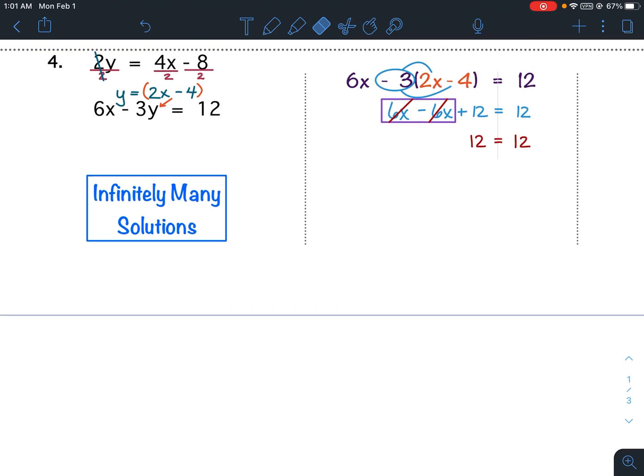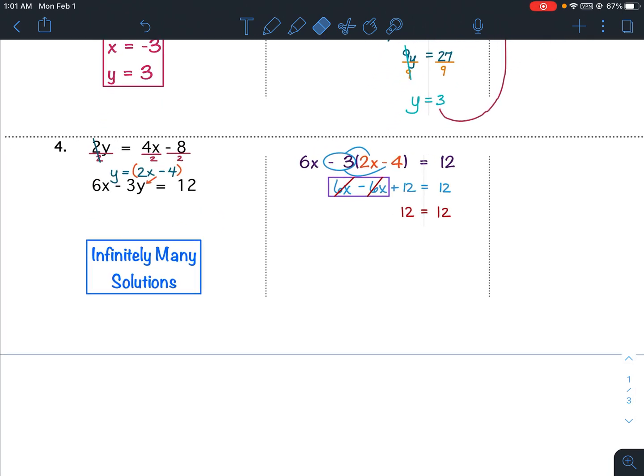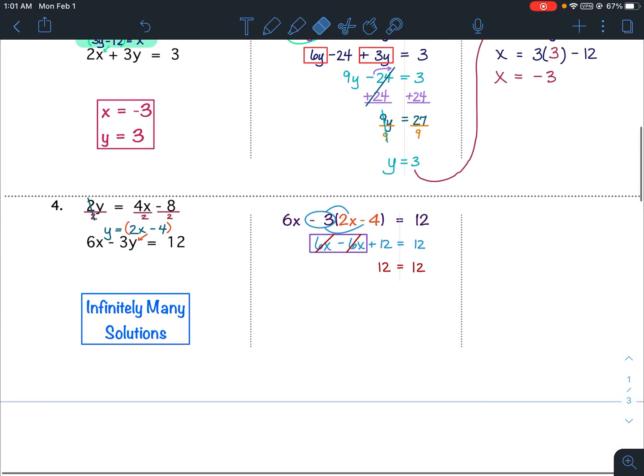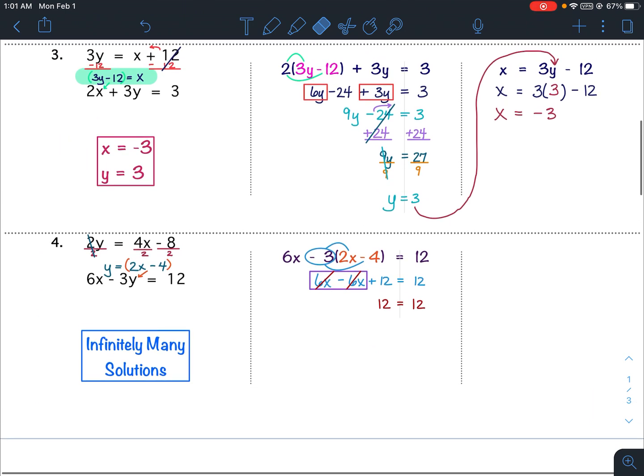All right, so that is it for the Bellwork. Make sure you have everything written down. And once you're finished, you may submit it. If you have any questions, please let me know.